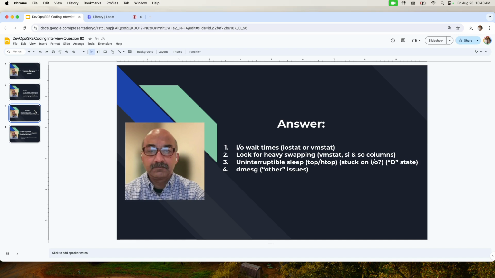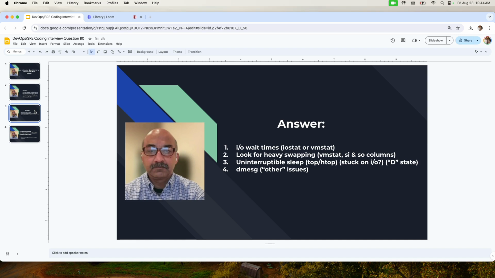So you can look for that if you run vmstat. There are two columns, SI and SO, swap in and swap out. Those two columns will tell you if that's what's happening, right? So that will rule out whether there's any memory problem of sorts.